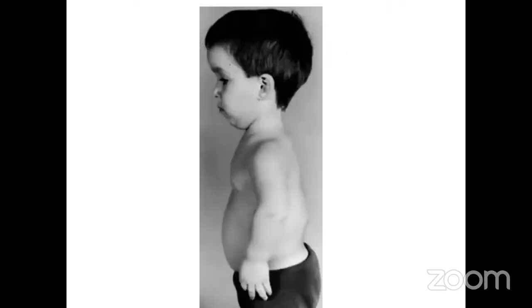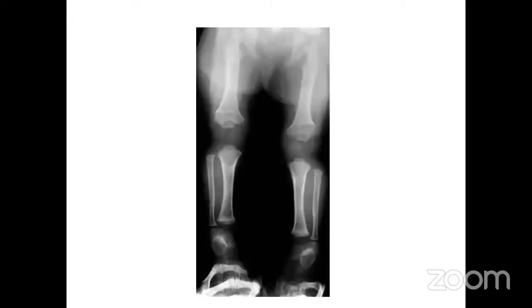So here you can see a big gap between the trident hand and the short humerus, and this is a classical achondroplasia. Here also you can see the femur is short and the proximal bones are short.